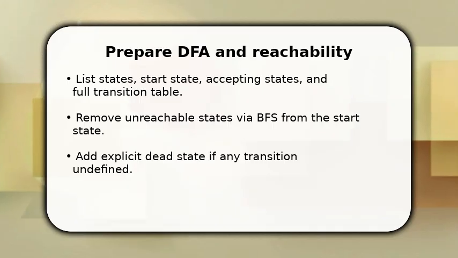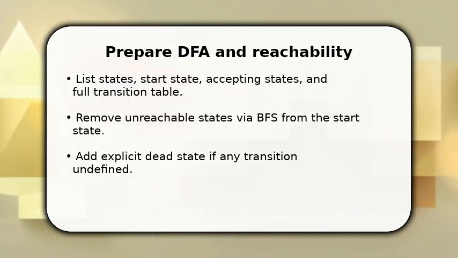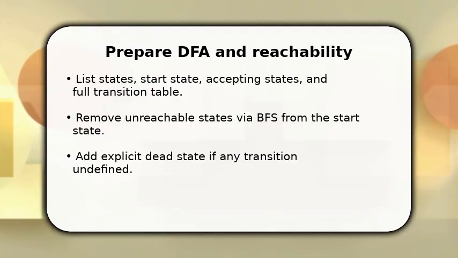Make sure to add an explicit dead state for any missing transitions so the transition function is total. These steps reduce complexity and prepare the machine for the conversion process you'll apply next. Now convert the cleaned DFA into a generalized NFA to support regex labels.